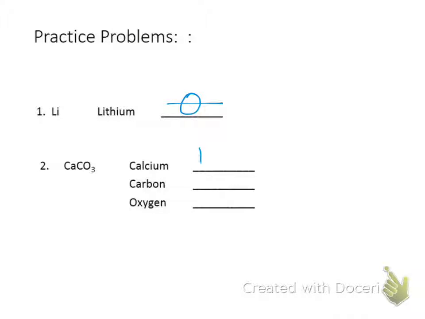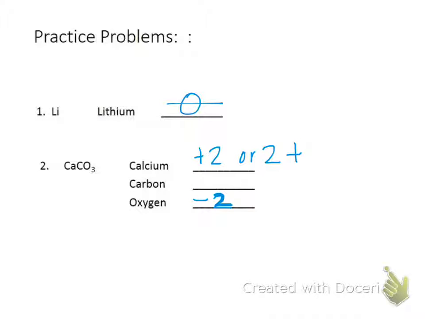+2. And technically, we can write it either way, 2 plus or +2. And then carbon, we're going to skip because we don't know what that is right now. But it did tell us about oxygen. And what did it say about oxygen? Always a -2, unless it's with the peroxide. And this clearly is not peroxide. So now we're going to figure out what carbon is.